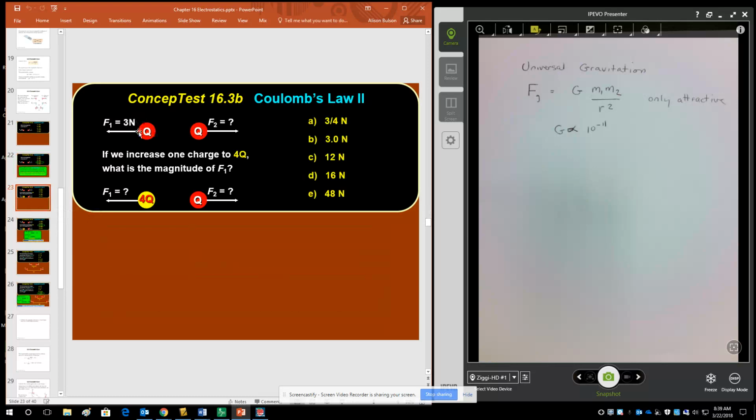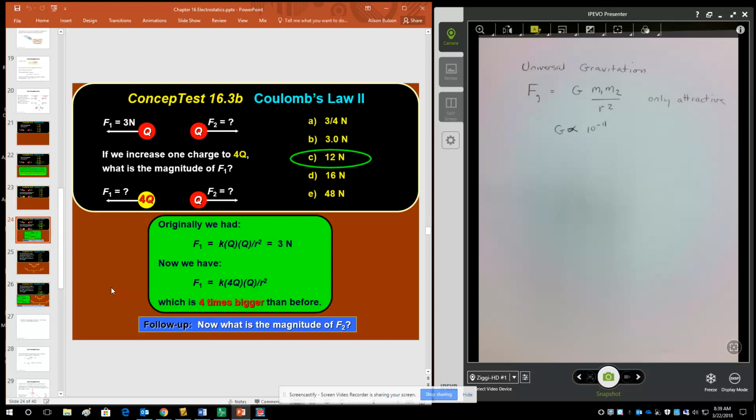If we increase the left-hand charge from Q to 4Q, what does the force F1, currently 3 newtons, become? By how much does the force change? I hope you answered that the force changes by 4 times. If I increase one of the charges by a factor of 4, I need to increase the total force also by a factor of 4. I like this follow-up question. What's the magnitude of F2 in both cases?